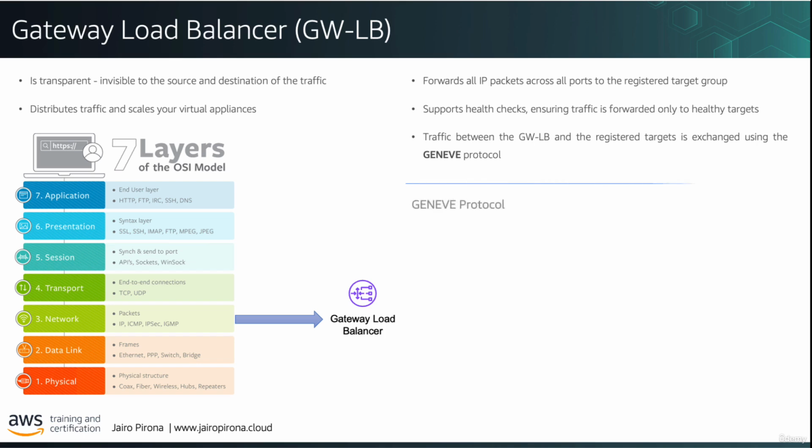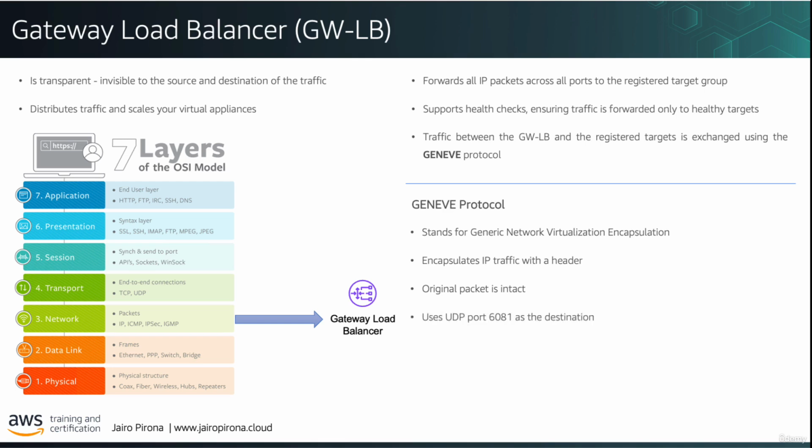The Geneve Protocol, Generic Network Virtualization Encapsulation, encapsulates IP traffic with a header. Encapsulation is the process of adding a wrapper around the packet. Encapsulation ensures that the original packet remains intact. This means that when the virtual appliance receives the packet from the Gateway Load Balancer, it is exactly the same as the one sent by the client. This is because the original packet is encapsulated, that is, a wrapper is added to it to ensure that it remains intact.